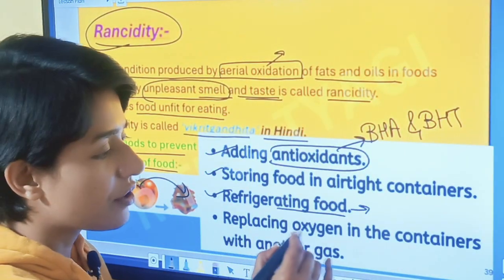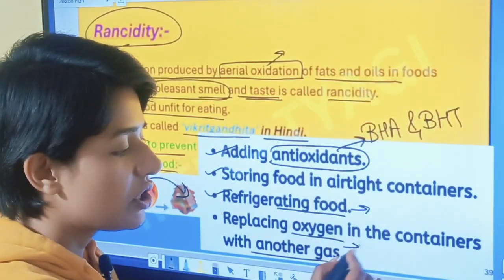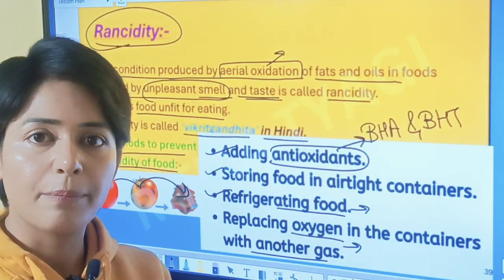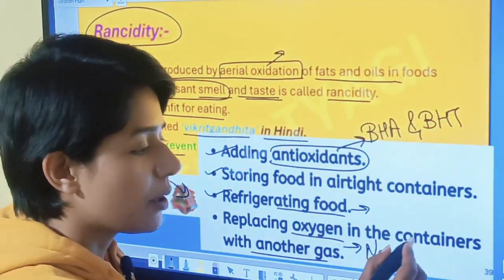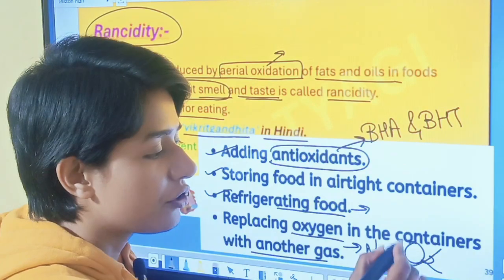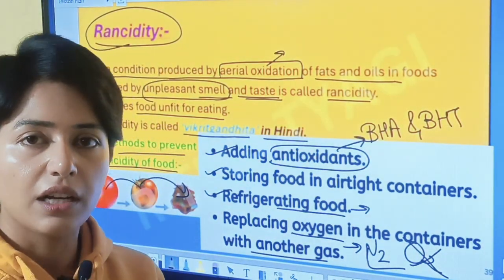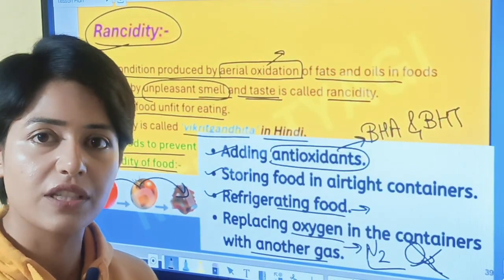Next is replacing oxygen in containers with another gas. For example, in chips packets. In the market, chips packets are packed with nitrogen gas instead of oxygen gas. Chips packets contain nitrogen gas instead of oxygen gas. So we can use such gases which are unreactive or prevent the reaction of oxygen with the food.